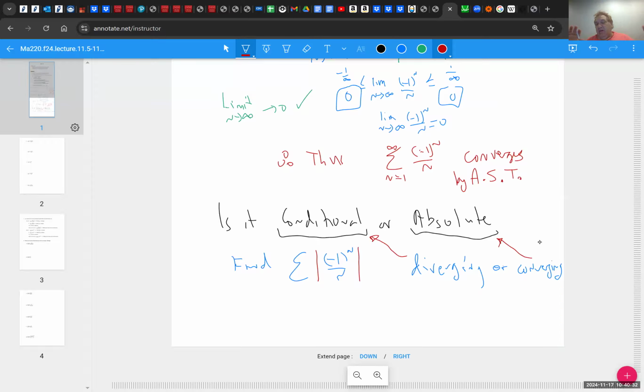So we have this follow-up question: get rid of all the negatives, see if it's still converging or diverging. If it's diverging, we call it conditional convergence. And if it's still converging, we call it absolute convergence.